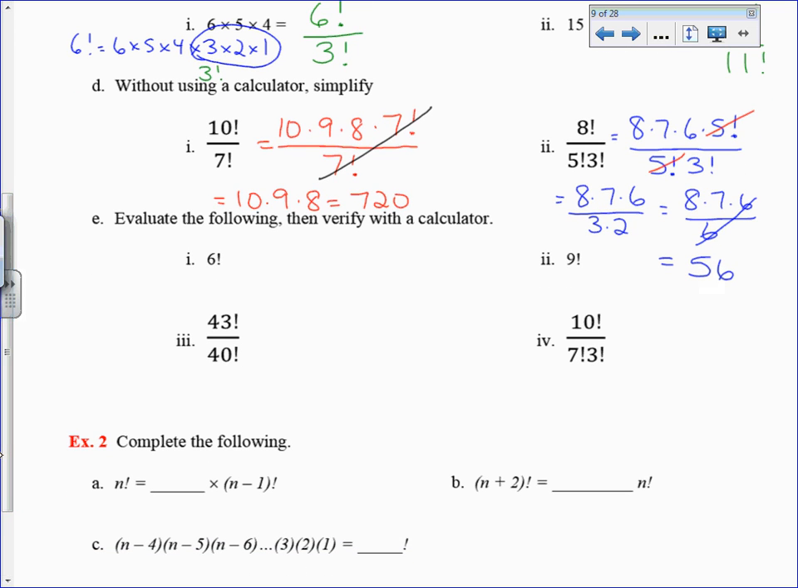Okay, you guys try those 4 on your own. Take a couple minutes and see how those go.